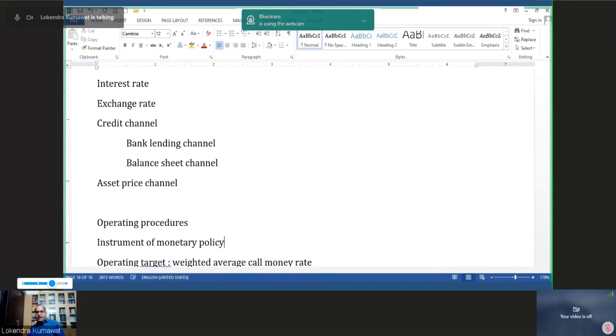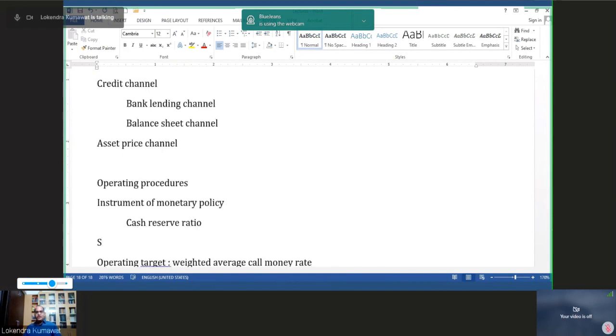Come to the instruments of monetary policy. One is the cash reserve ratio. We have already discussed what cash reserve ratio is and how it is important. All I would say at this stage is that cash reserve ratio is treated as a blunt instrument of monetary policy because it affects all the banks whether they have surplus liquidity or not. So it is used very rarely these days.